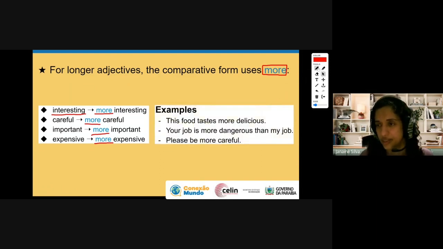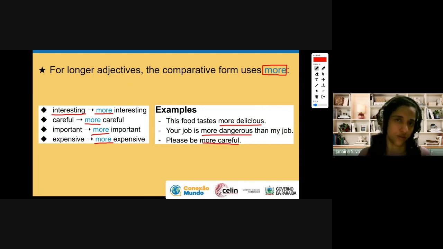Let's read some examples. This food tastes more delicious. Your job is more dangerous than my job. Please be more careful.